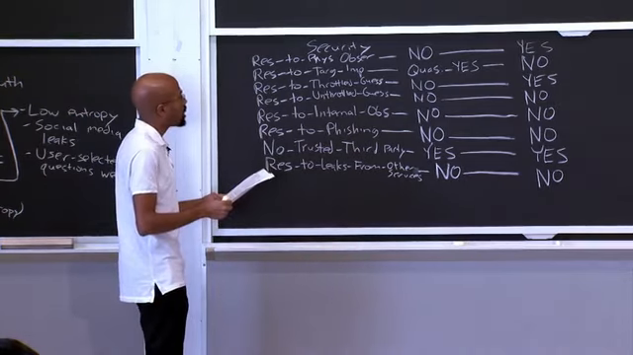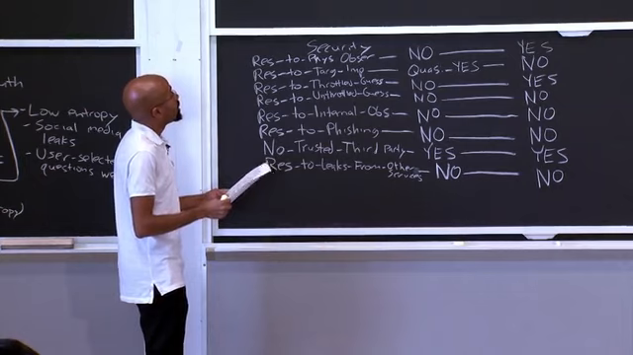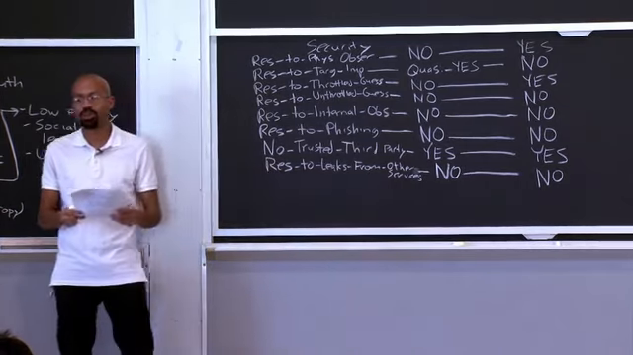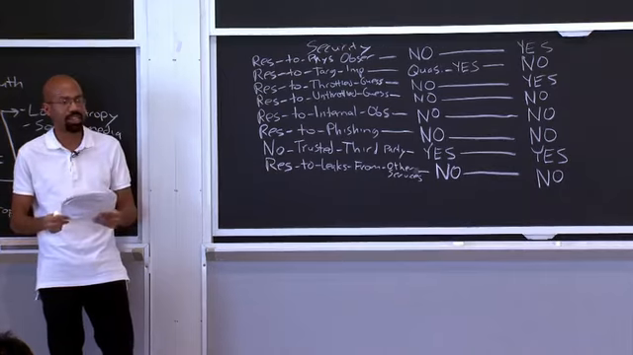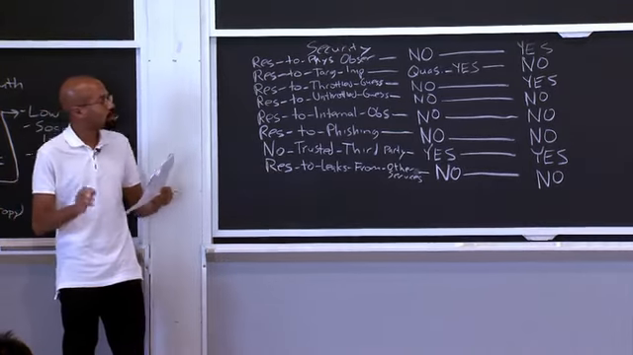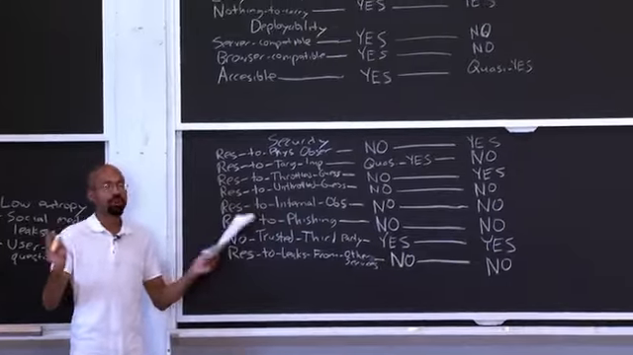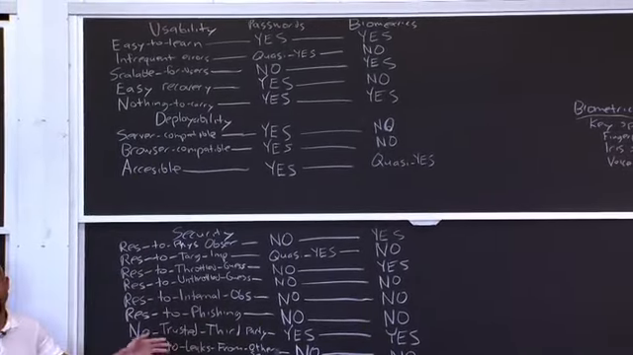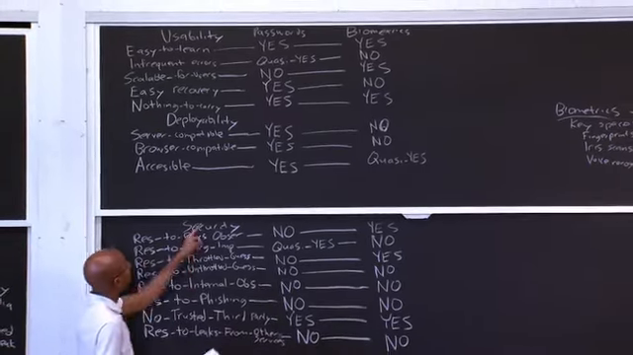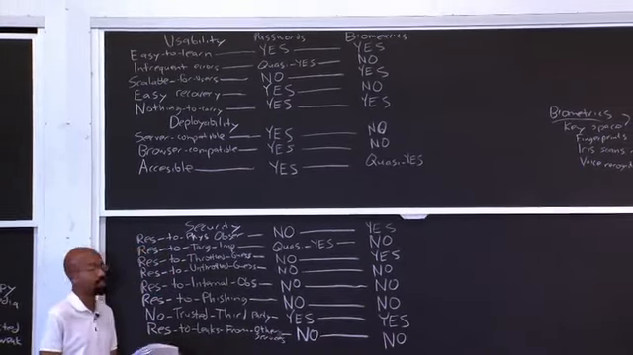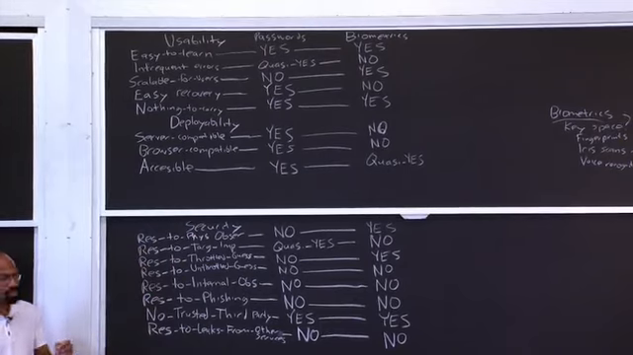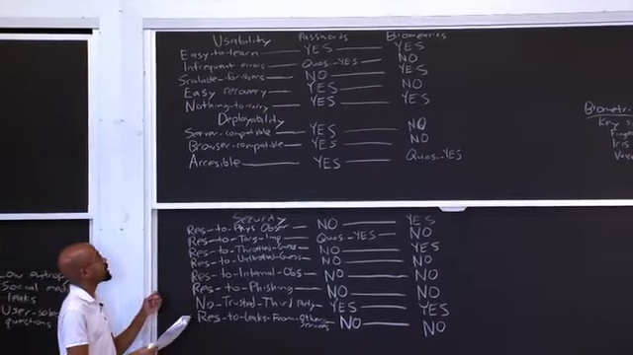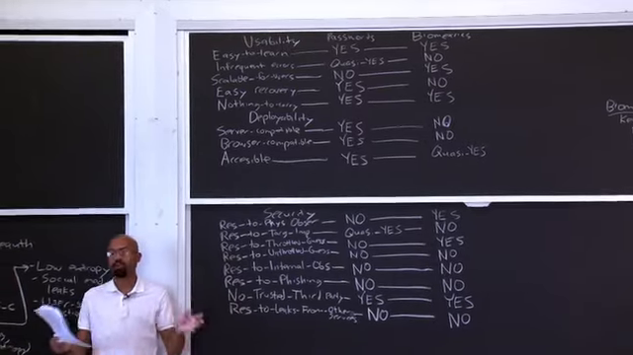All right, so what does this mean? We have these two columns filled with no's and yeses and quasi-yeses. One way you could interpret this is to ask, what if we sum up all of these values? Let's say for each yes we give a scheme 1 point, for each no 0 points, and for each quasi-yes 0.5 points.